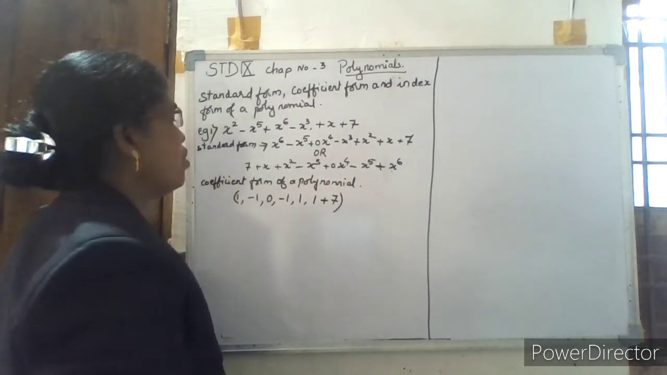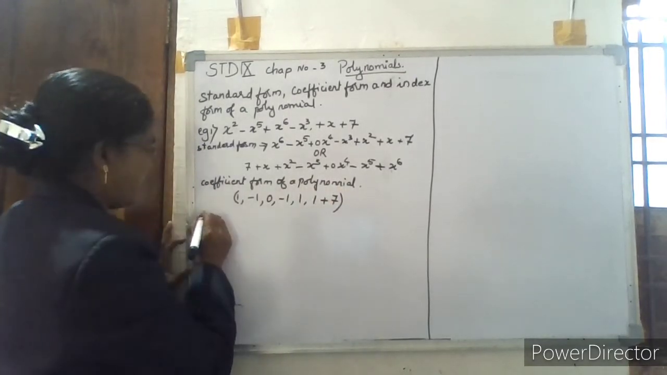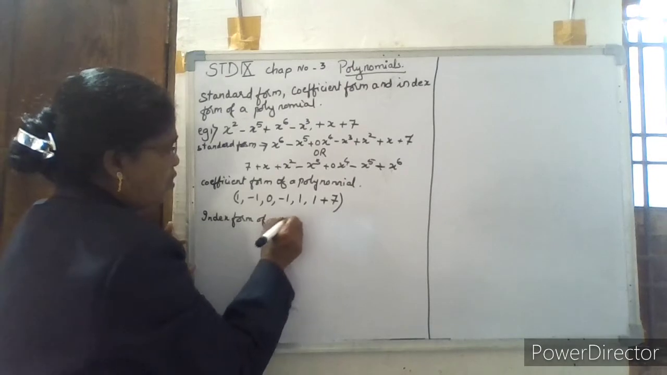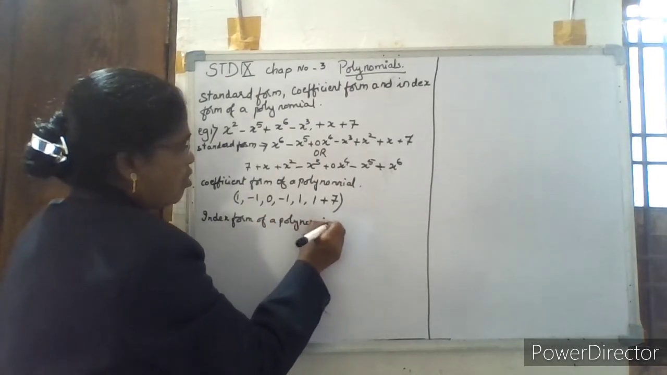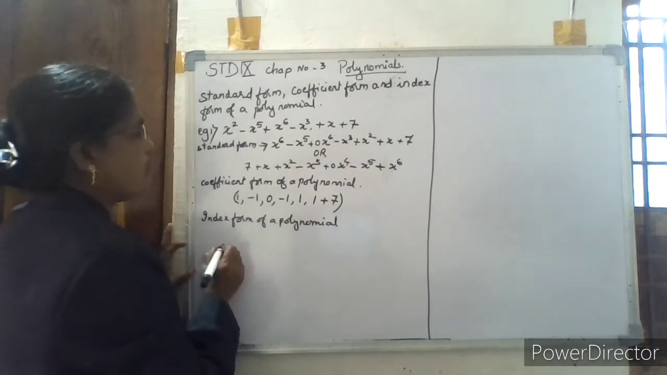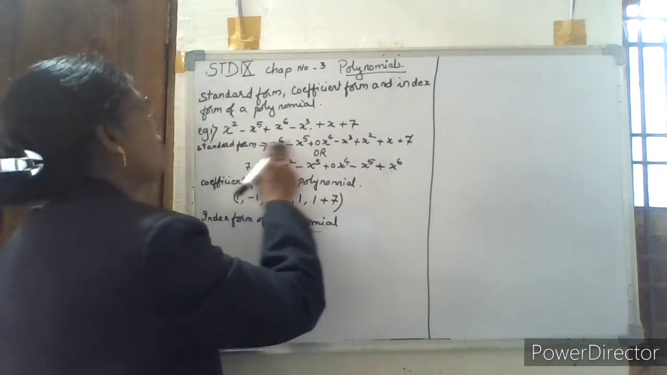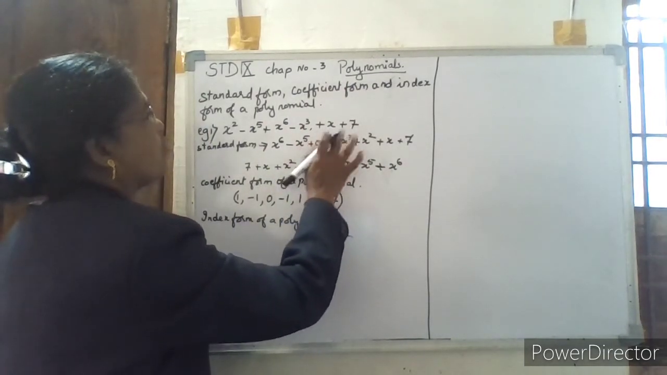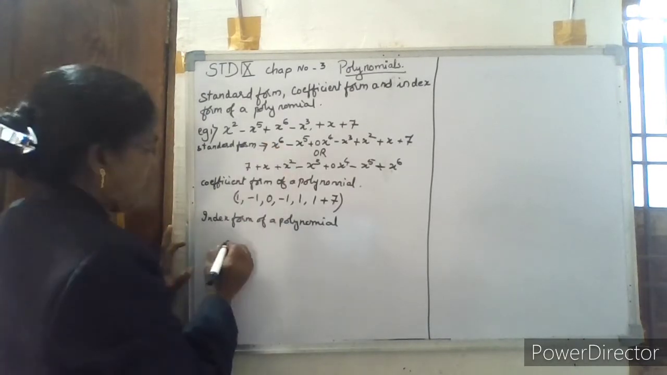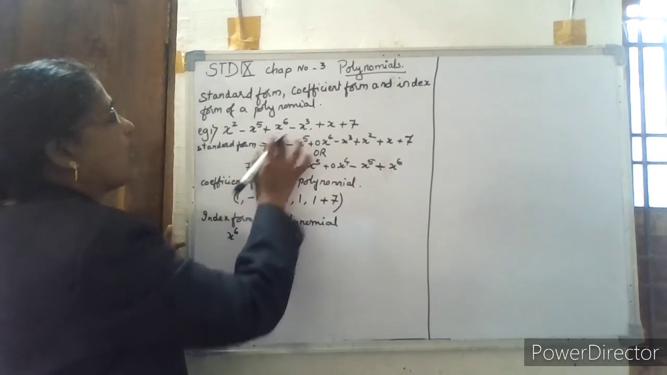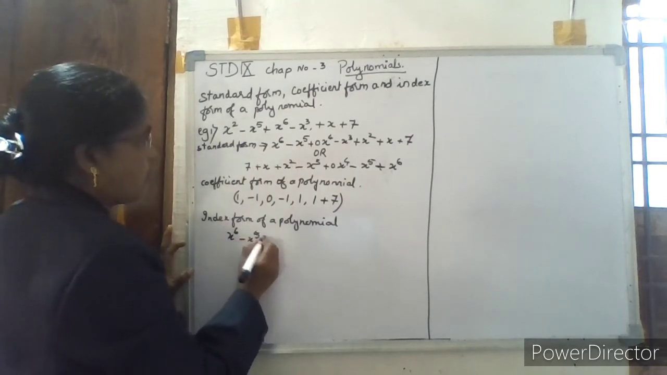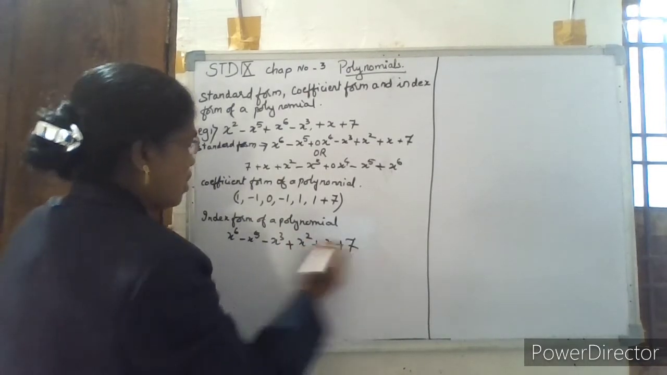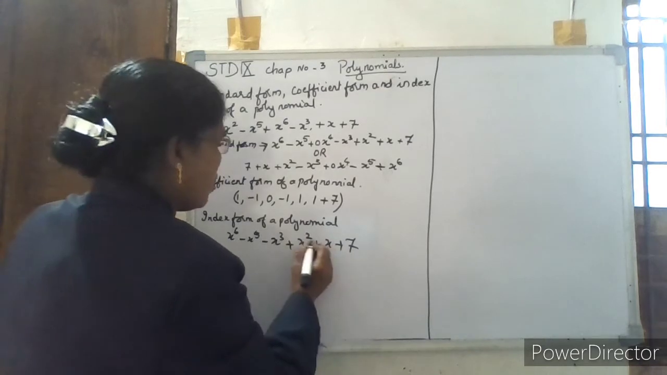Now, index form of a polynomial. Index form of a polynomial is the standard form written in the descending order, but here 0x raised to 4 is there, and this term we don't take. So the index form will be x raised to 6 minus x raised to 5 minus x cube plus x squared plus x plus 7, in the descending order of the power of the variable. This is the index form of a polynomial.